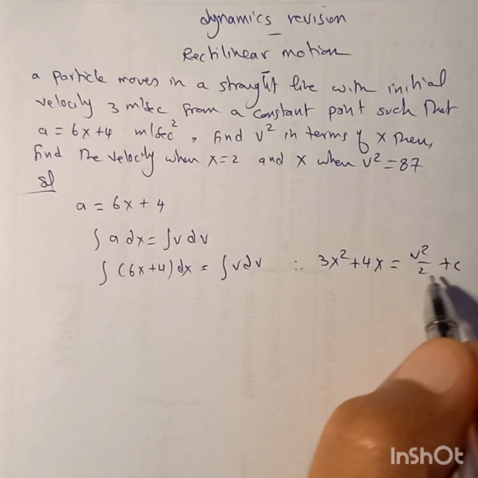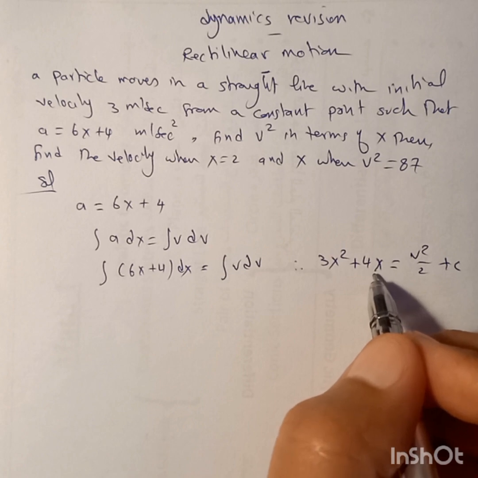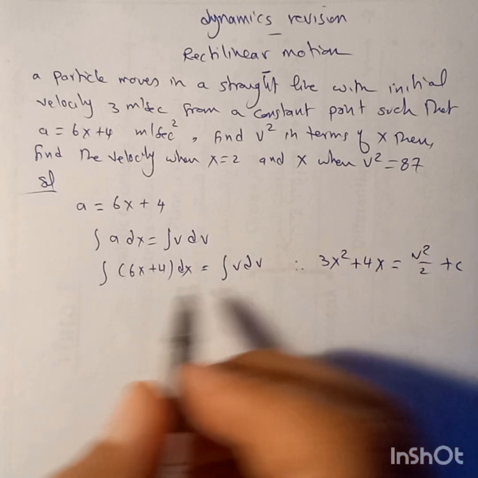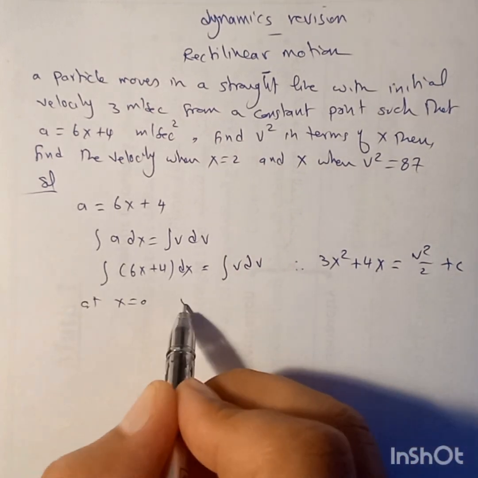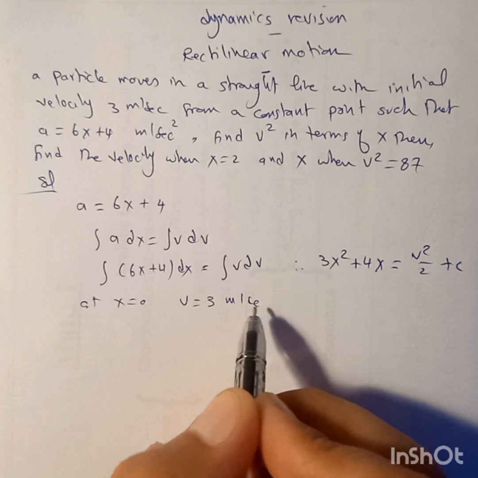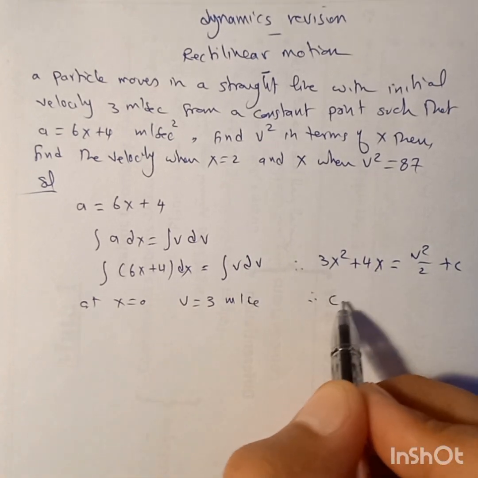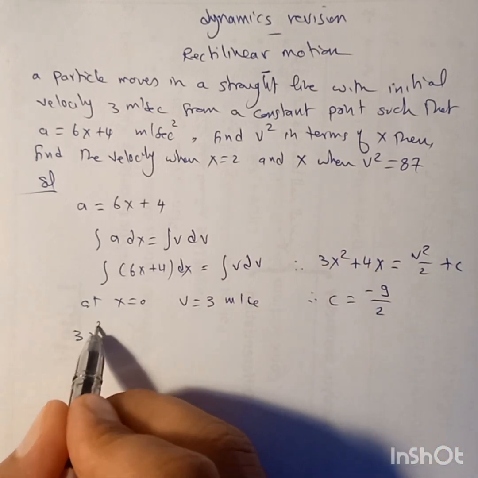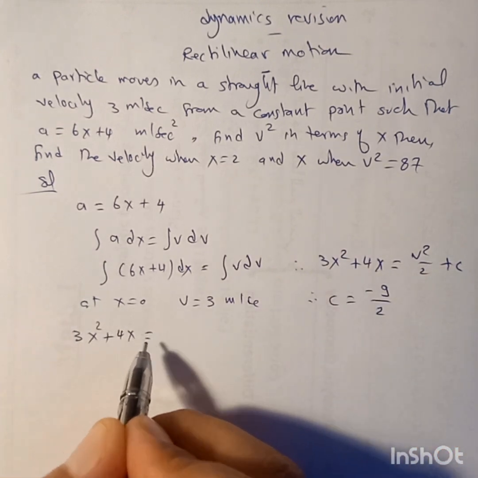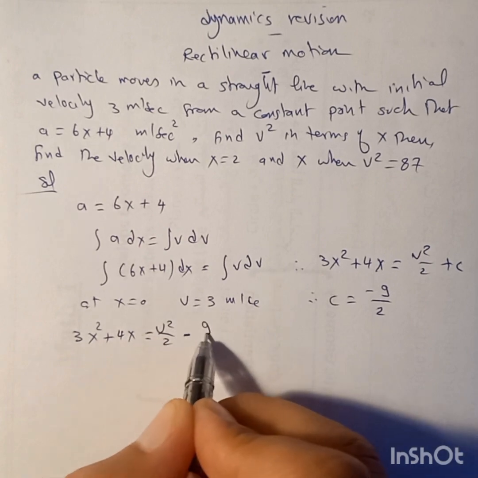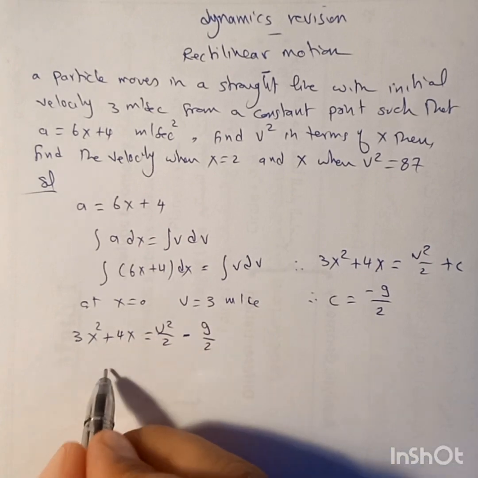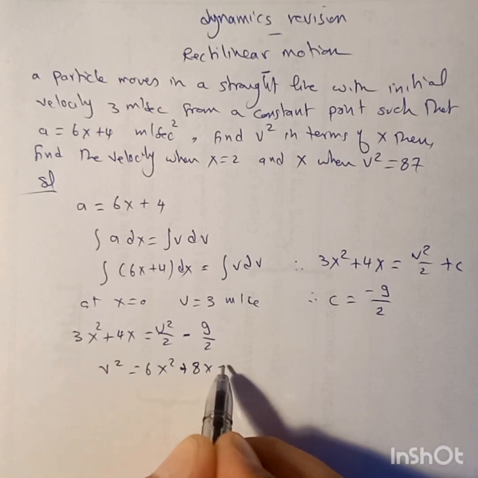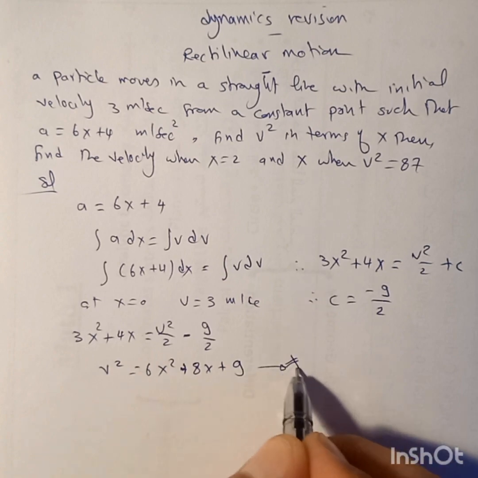To find this constant, at x equals 0, v equals v naught equals 3 meters per second. By substitution, c equals negative 9 over 2. Then we have 3x squared plus 4x equals v squared over 2 minus 9 over 2. From here we can find v squared equals 6x squared plus 8x plus 9, and this is required number 1.